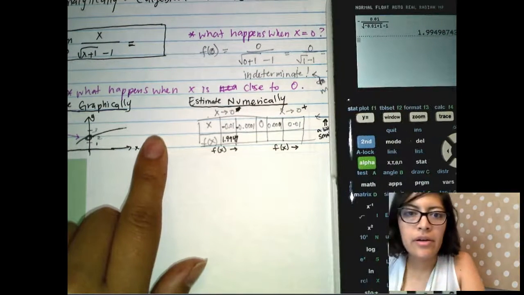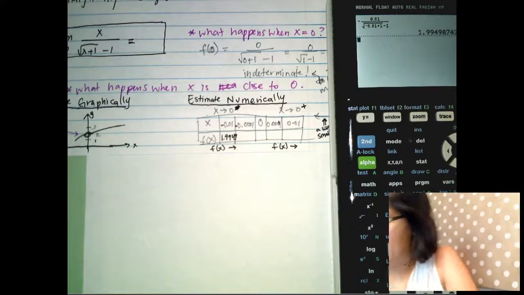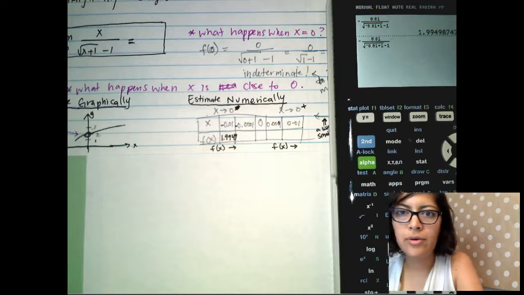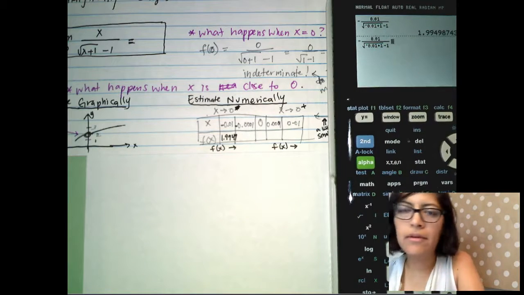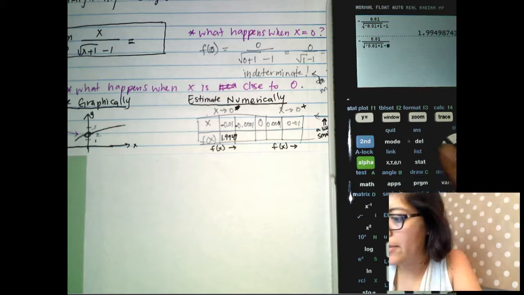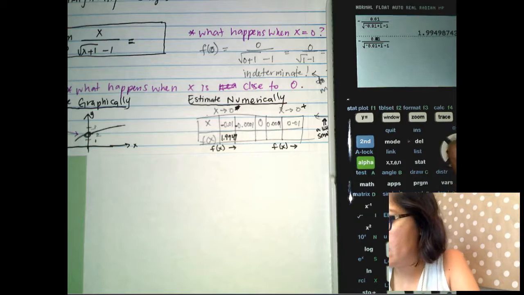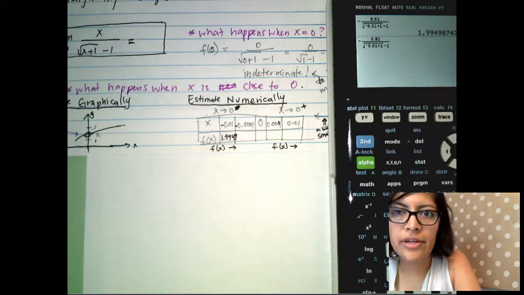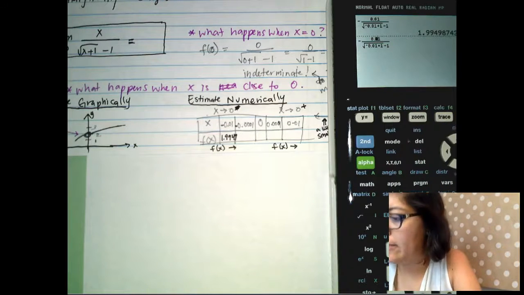Alright, so let's look at this one. What we can do, instead of typing everything out again, is scroll back up and press enter once it's highlighted, and it'll give you that function again. This time you can edit it. So I'm going to change this negative 0.01 to negative 0.0001.